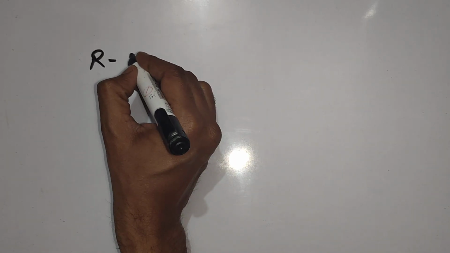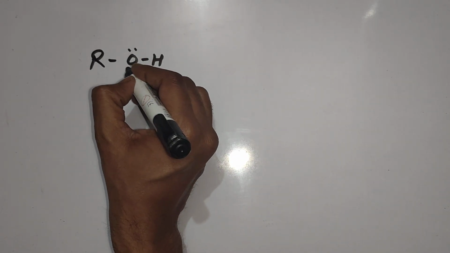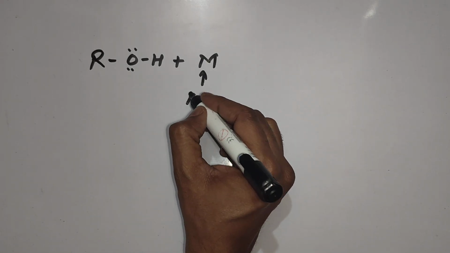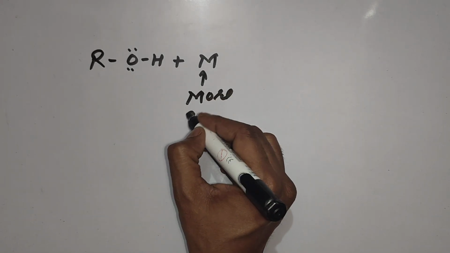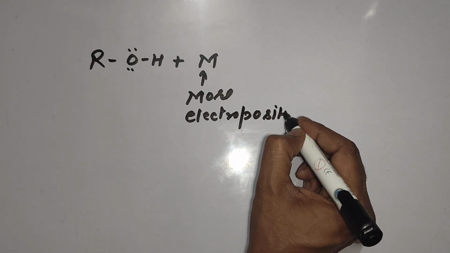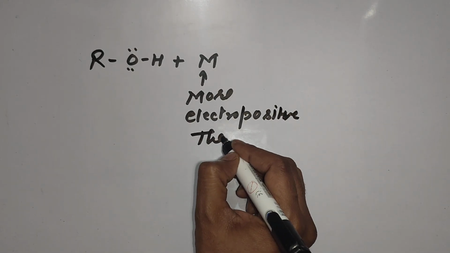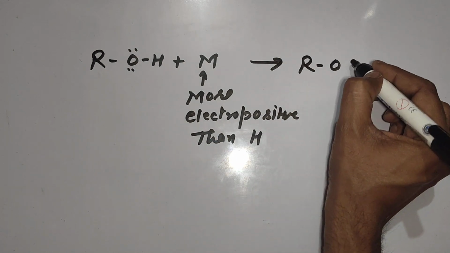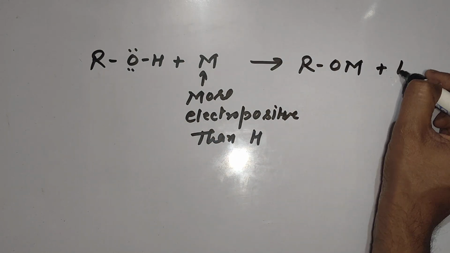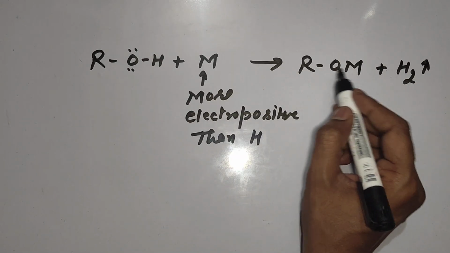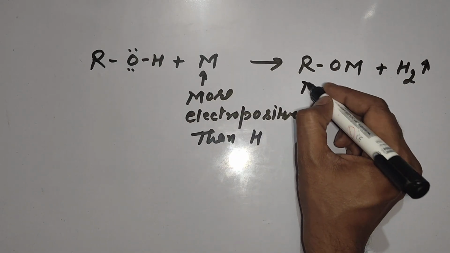First of all, let me tell you the reaction. This is the general formula of alcohol. And if we are using metal which is more electropositive than hydrogen, so hydrogen will be replaced by metal and H2 gas will generate. And the compound which is generated over here, we call it metal alkoxide.